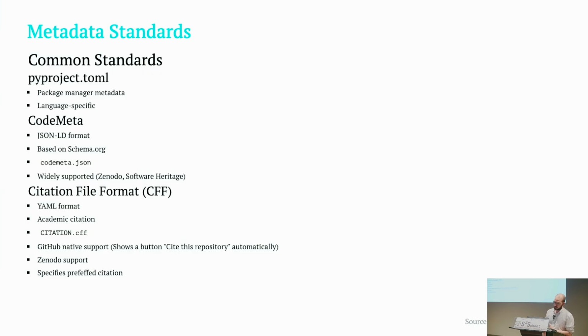And you have also the citation.cff format. This one is a YAML format. It's very good for academic citation. It's made for that, to specify how to cite your software. Here again, it's a single file, citation.cff, that you add to your repo. It's natively supported by GitHub. So when you add this file, you will see a new button, Cite this repo, when you go to the repository main page. It's also supported by Zenodo. And you can specify here how you want your software to be cited.